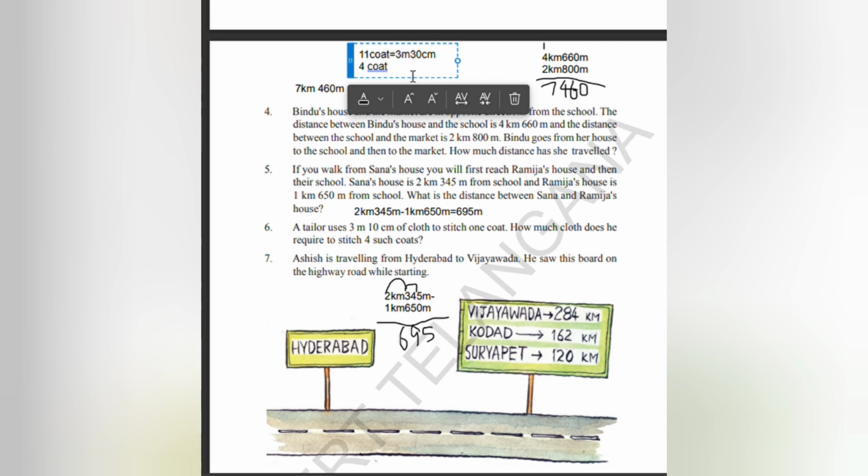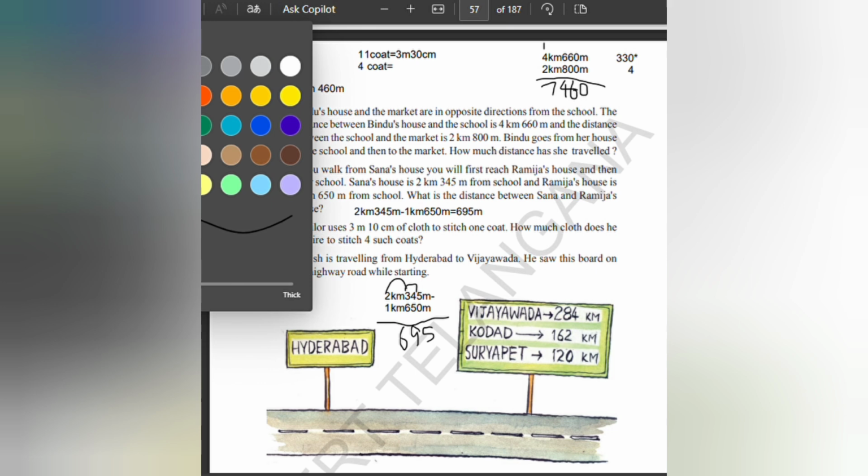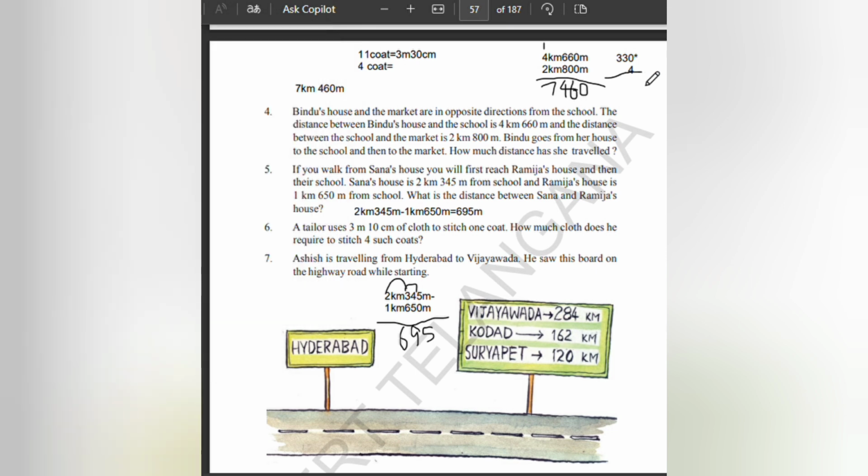For 4 coats, this is multiplied by 4. So 330 multiplied by 4. What is the answer? Here 0. 4 into 3 is 12, 2, balance 1. 4 into 3, 12, 13.